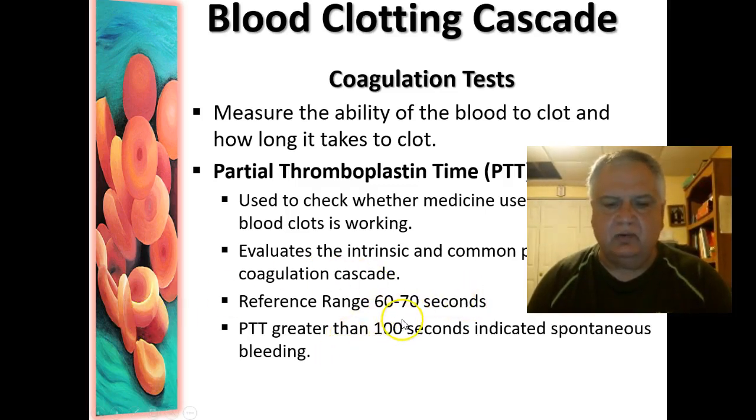And if it was below 60, then we would have even easier clotting, and that might create problems for the formation of blood clots in the body. So we want it to be 60 to 70 seconds. Higher than 100 seconds could result in spontaneous bleeding or difficulty in clotting. Below 60 seconds means it's much easier for the blood to clot, but that necessarily wouldn't be a good thing.